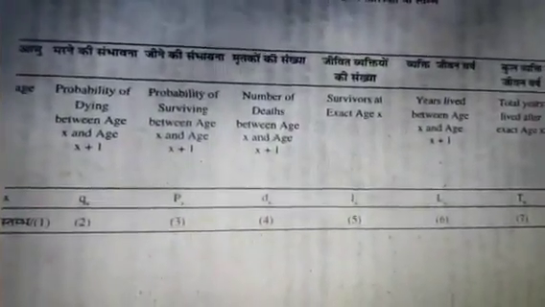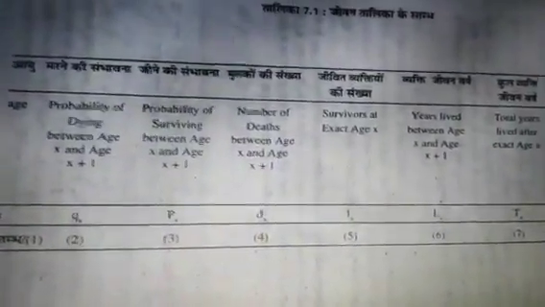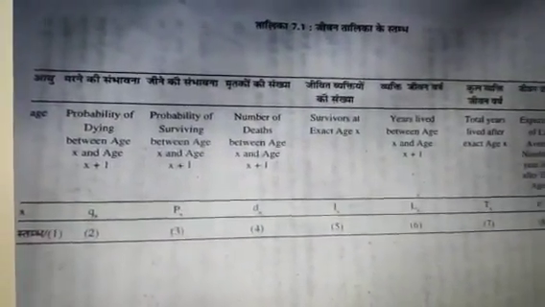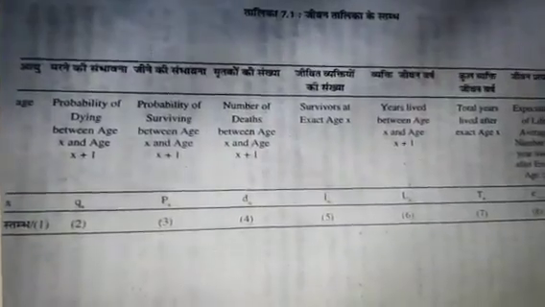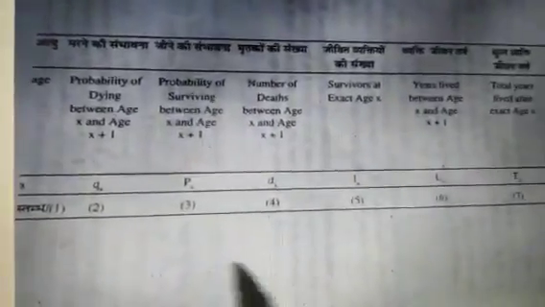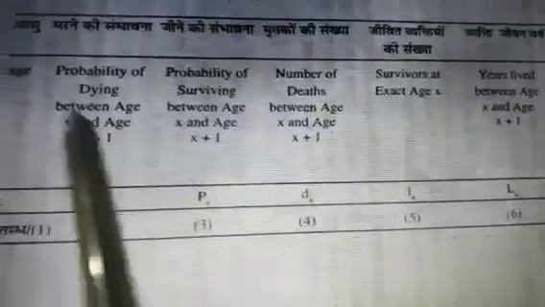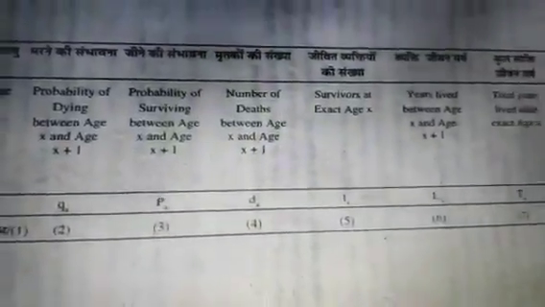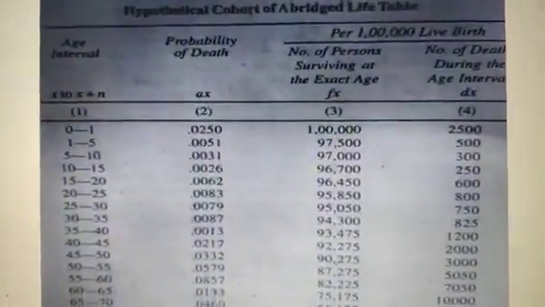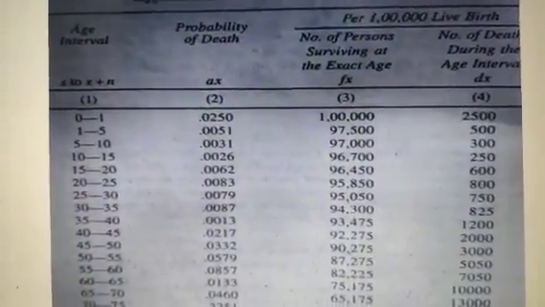And at the postgraduate level or in the research level, after collecting the data you may use all these columns when you have to calculate the life table. So students, you have to learn about these columns here. Okay, not more than this at the undergraduate level. And in these examples, I have filled all those columns.